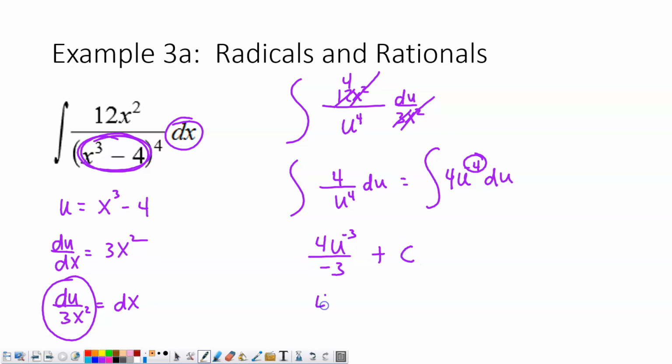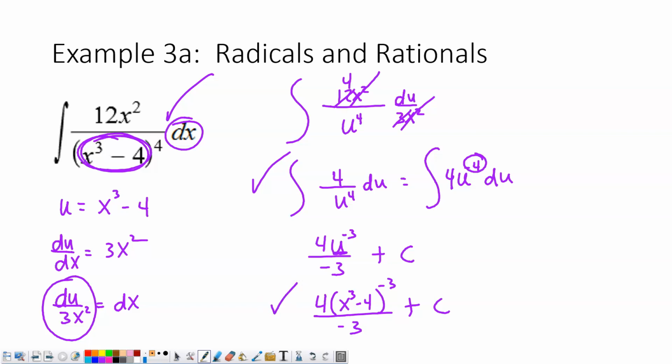All right, so now we have 4, negative 3, over negative 3. And we're going to replace the u with what u equals, x cubed minus 4. Okay, now here's the third and last hurdle. So the first hurdle is don't get freaked out. It doesn't change the first 5 steps when it looks like this. The next hurdle is remember how to integrate it when there's a variable in the bottom. The last hurdle is rewriting your problem.